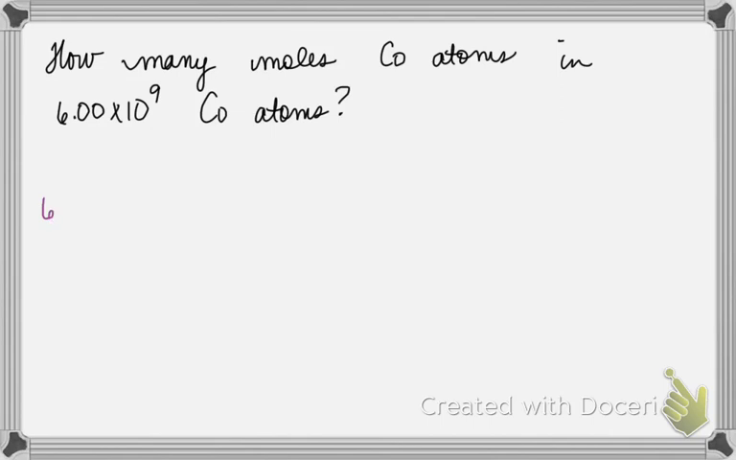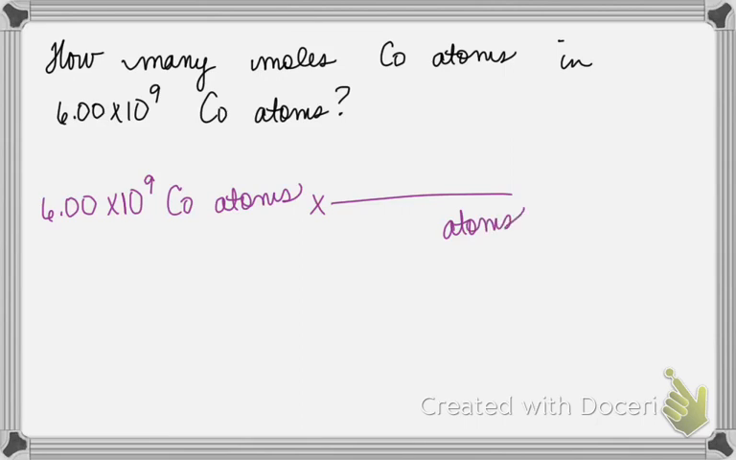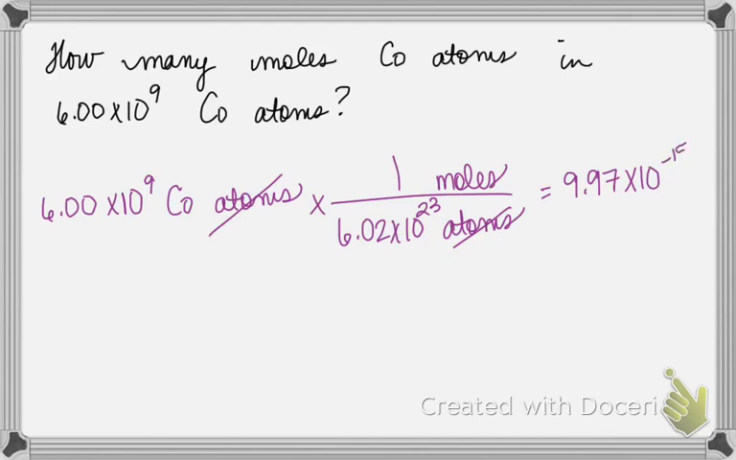We are given 6 times 10 to the 9 cobalt atoms. The units we need to cancel are atoms, because that's what we're starting with. We want these to cancel. We want our answer in moles. And a mole of anything is 6.02 times 10 to the 23rd of those things. Let me punch this in our calculator. And we will get 9.97 times 10 to the minus 15 moles of cobalt atoms.